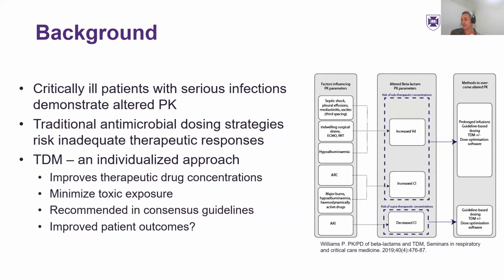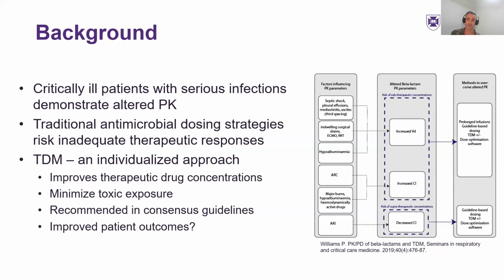A couple of other examples would be ARC, or augmented renal clearance, which is also common in septic shock initially, which will increase the clearance of hydrophilic antibiotics, and again will risk subtherapeutic exposure. And then finally, an example would be acute kidney injury, where you will get decreased clearance and accumulation of the antibiotic, and therefore you're risking toxic exposures. So with this in mind, if you were just to dose your antibiotics in a traditional approach or using product information, then you're risking inadequate exposure, or maybe toxicity as well.